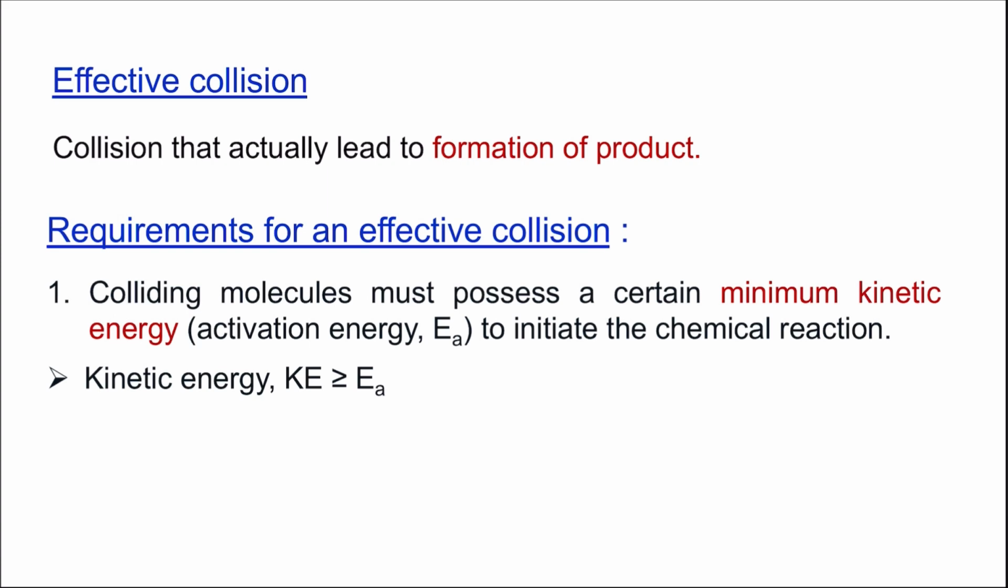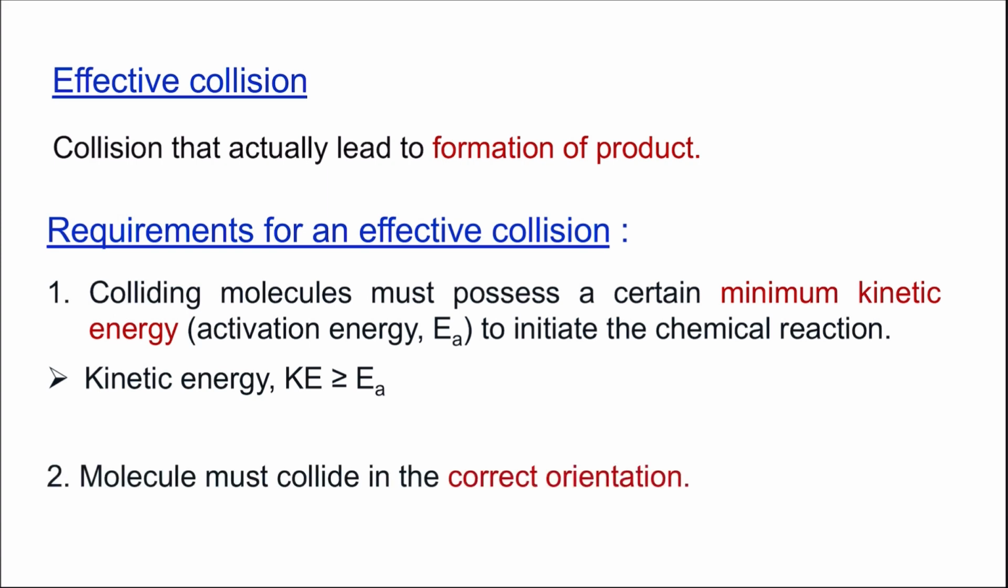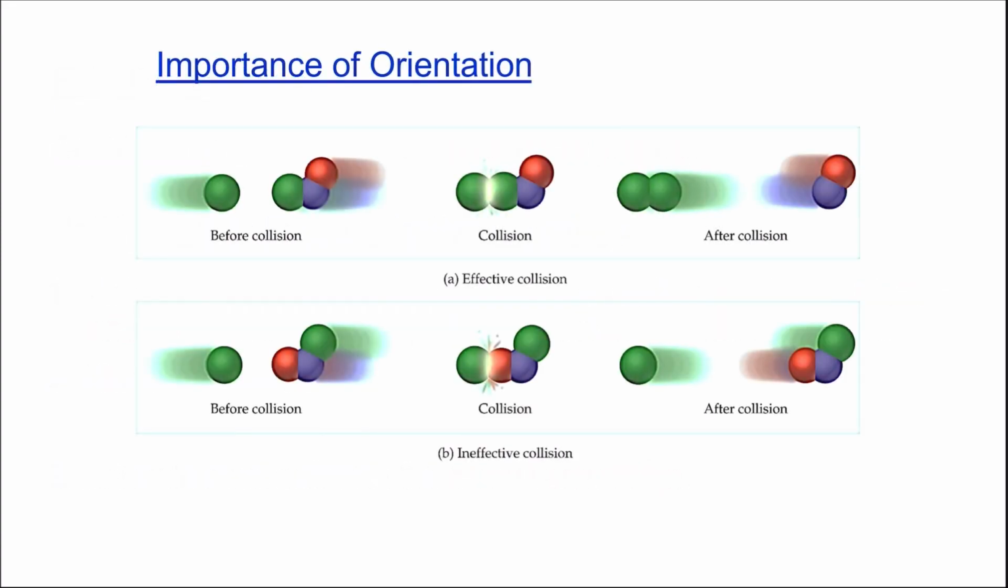The second one, the molecule must collide in correct orientation. So apa maksud correct orientation? Let's say we have this diagram. So kalau lihat kita ada dua reactant here, one green and three molecules here, dia akan collide. So bila dia collide, yang green ni dia akan attach together. The blue and red, dia akan attach together. So, this is what we call as effective collision.